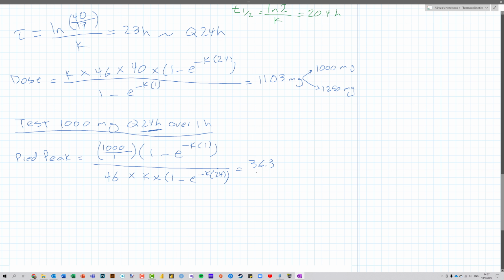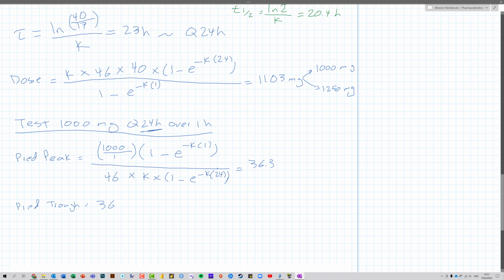And this will give us a predicted peak of 36.3. Now we don't have a target peak, because for efficacy and safety, we are really targeting the trough for vancomycin, so it doesn't really matter if we got 40 or 50 or 30 for the peak. We just want to make sure that we get the right trough.